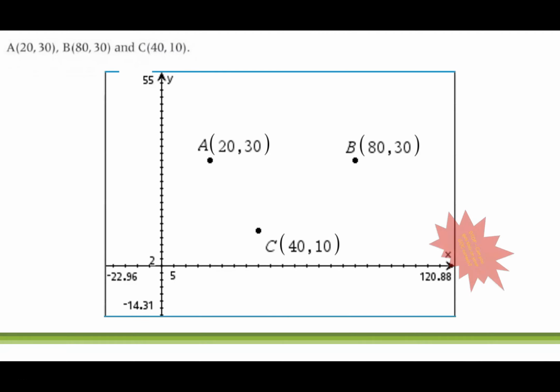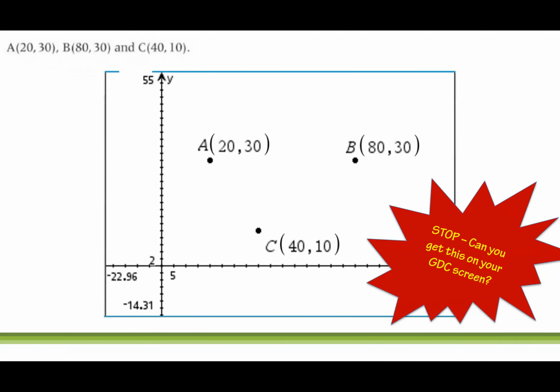So here they are. Now, I put this little flyer up here. Can you get this on your GDC? This is student survival mode now. Do you have the tech capability of actually putting those ordered pairs onto a Cartesian plane and being able to see them? If not, hit pause and make sure you can do it and ask for my help if you can't.